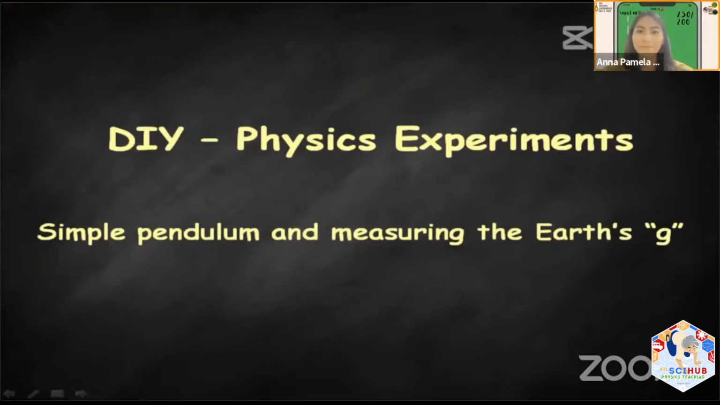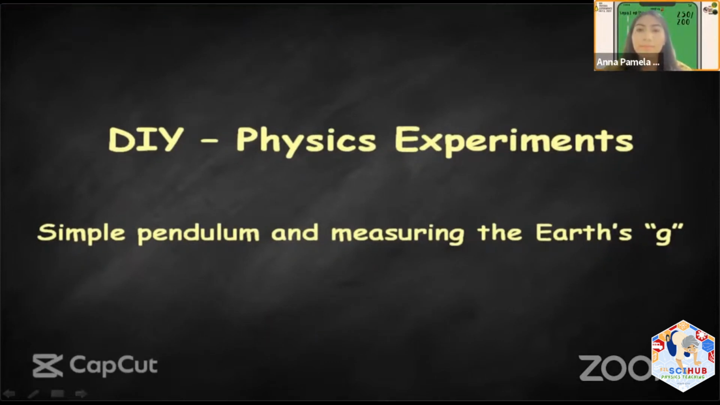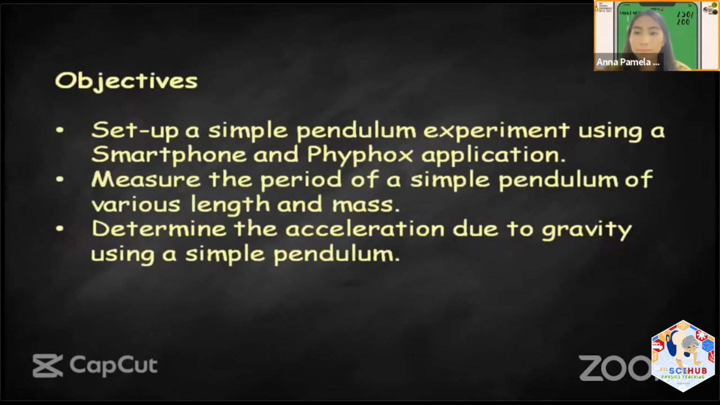Hello everyone. This DIY experiment is about simple pendulum and measuring Earth's gravitational acceleration. Possible learning objectives are: set up a simple pendulum experiment using a smartphone and FilSciHub application. Measure the period of a simple pendulum of various lengths and mass. Determine the acceleration due to gravity using a simple pendulum.